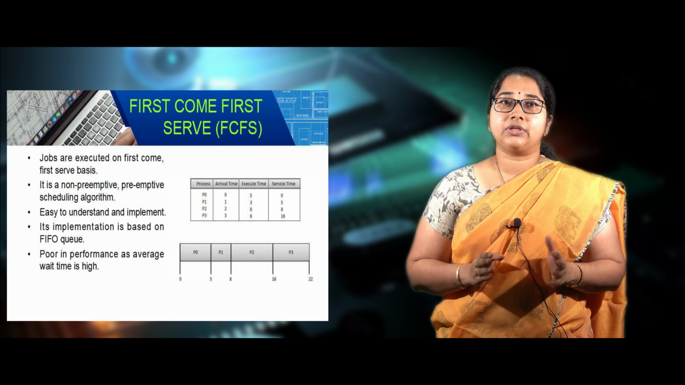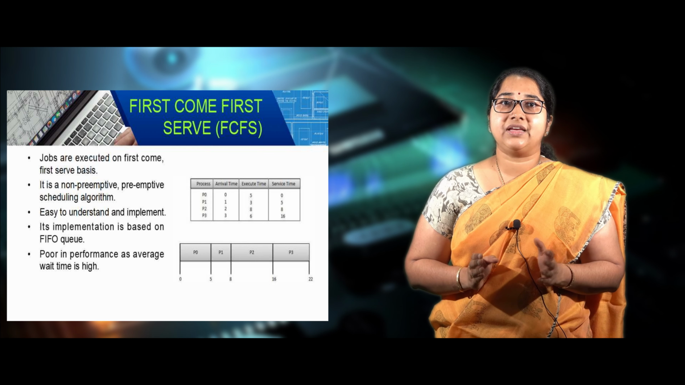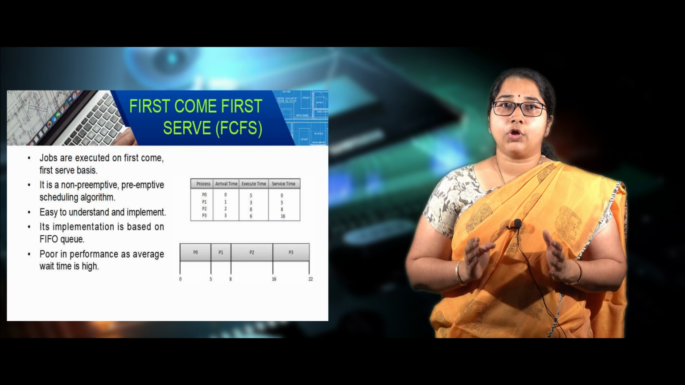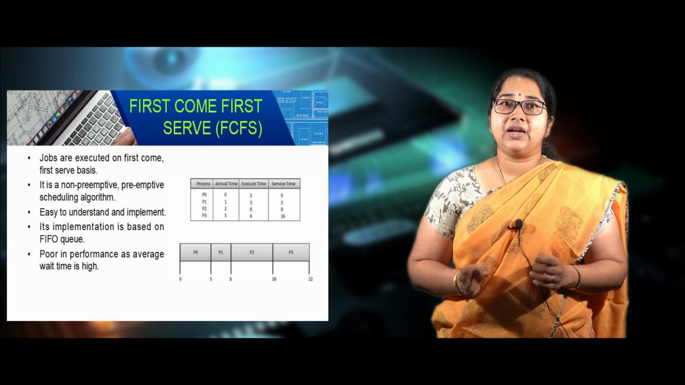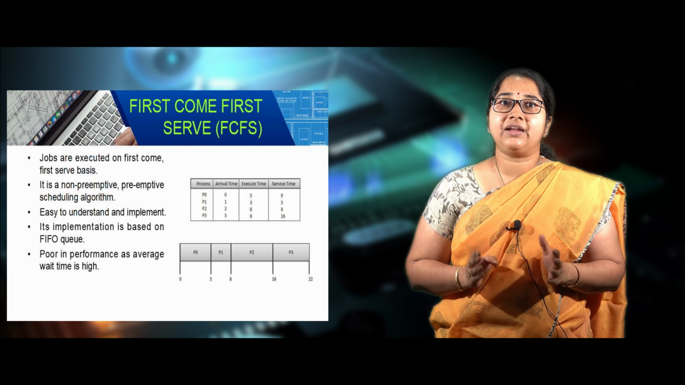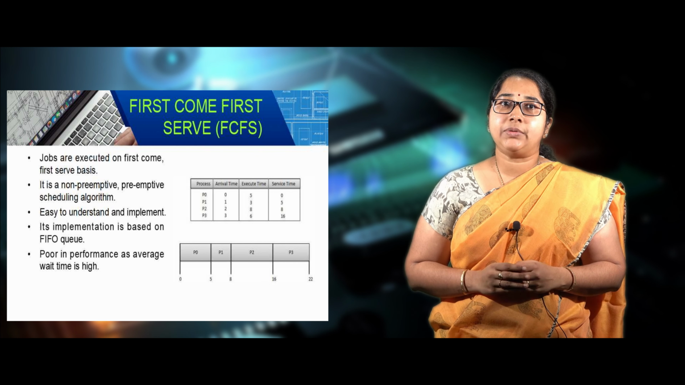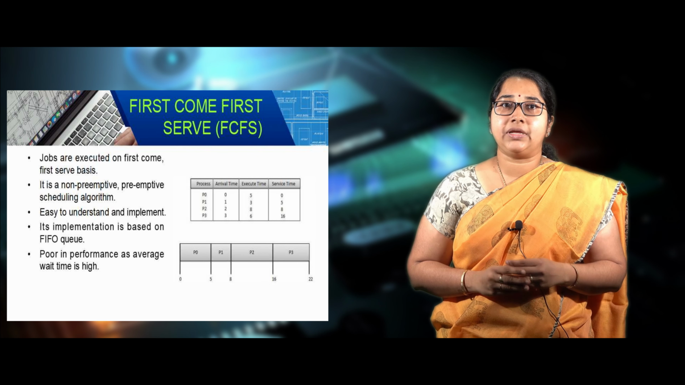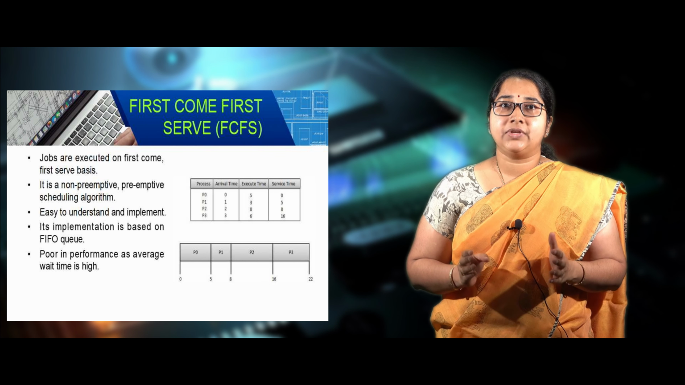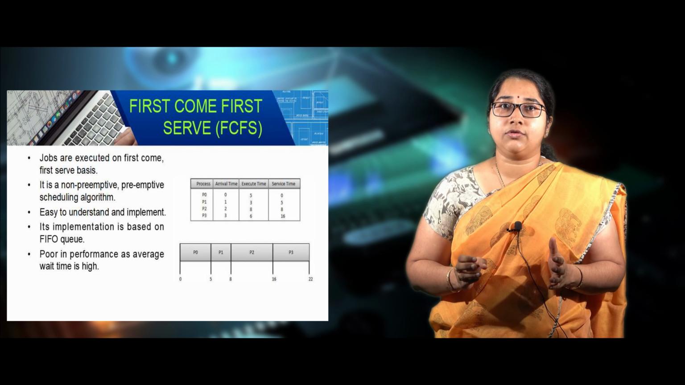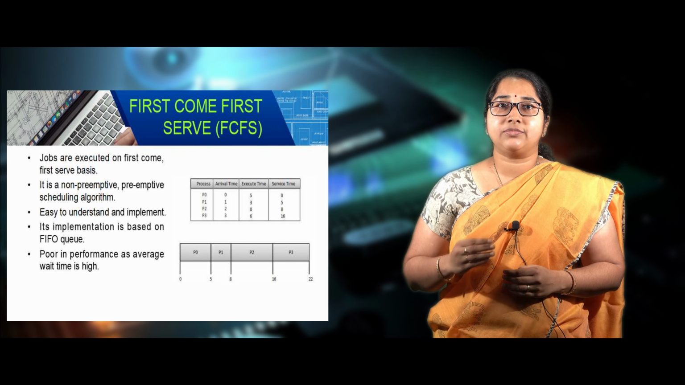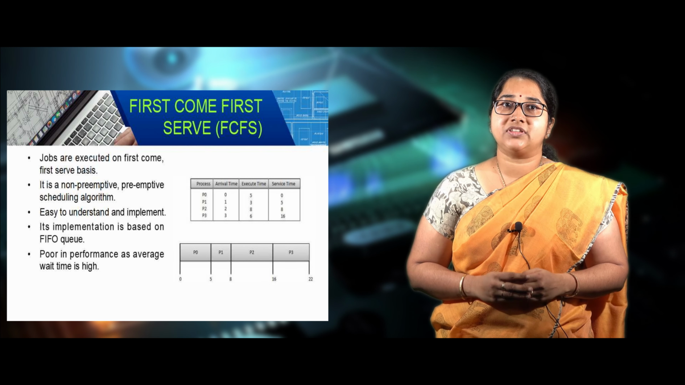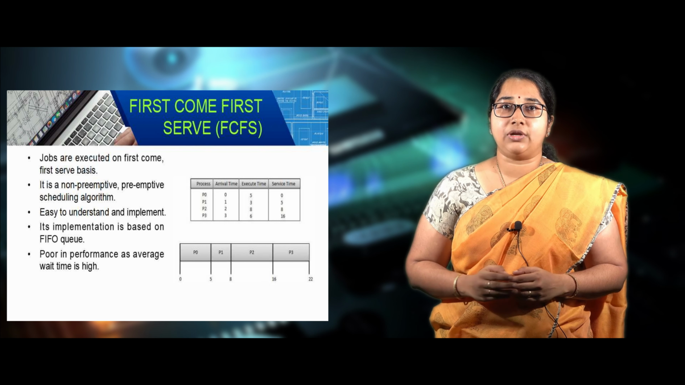Now let us discuss the first kind of scheduling algorithm, which is first come first serve or FCFS algorithm. In this case, all the jobs or processes which come first are the ones which are executed first. It is very easy to implement and easy to understand also. It can be both preemptive as well as non-preemptive. Since we are using first come first serve, we will be using a first in first out queue. Here the waiting time is very high.